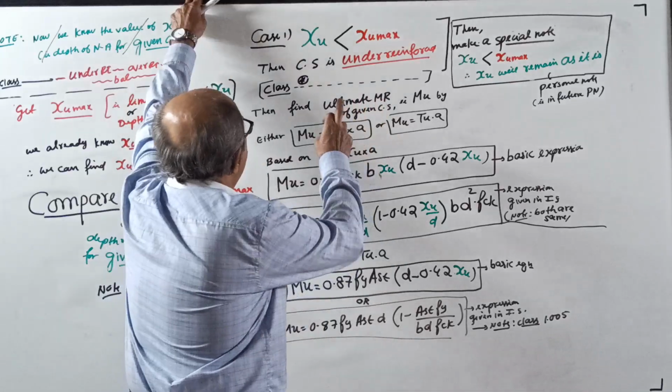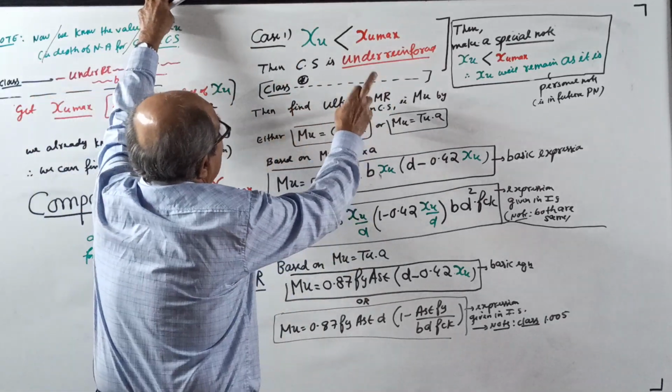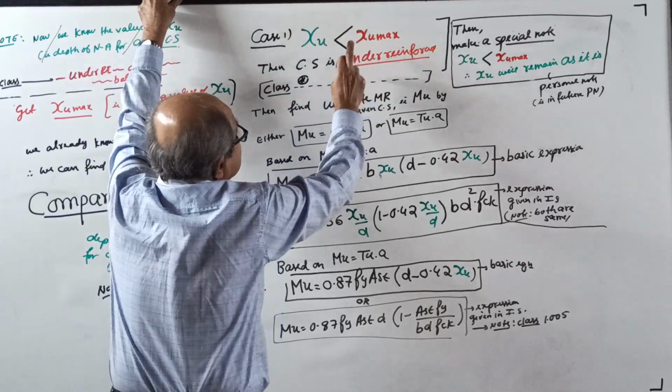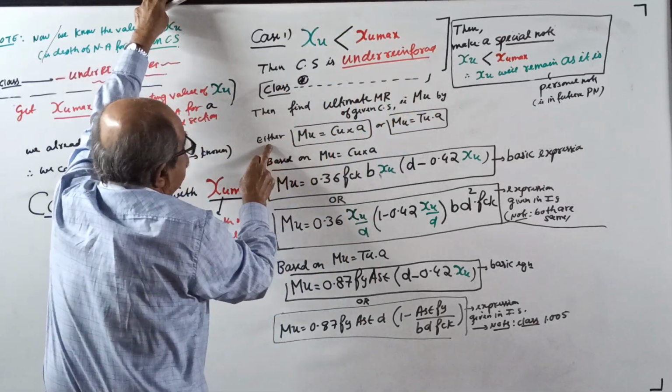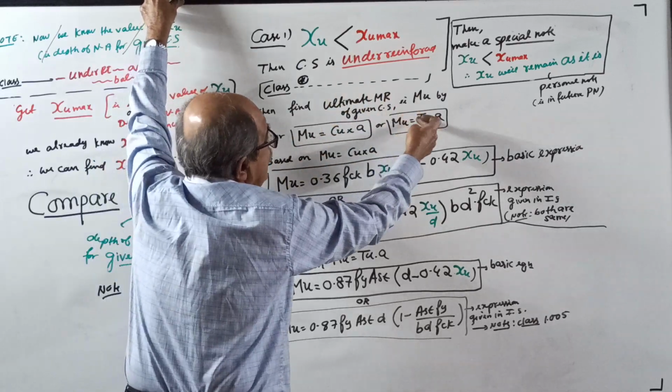Okay. Now, write all the notes. Now, come here. Procedure. Find MR. If XU comes less than XU max, for an under reinforced section, you can find MU either by CU into A or by TU into A.